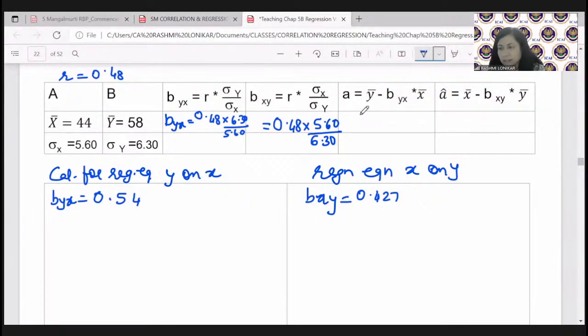I want to find a. a is equal to y bar. y bar is how much? 58 minus byx, which I just now found out as 0.54, into x bar. x bar is how much? 44. Okay. So from there I can get a to be equal to how much?